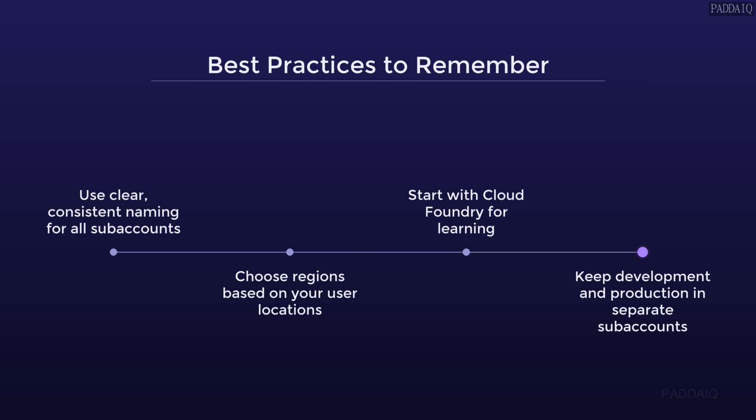Keep development and production in separate subaccounts. This means using isolated environments for building and testing versus live operations to prevent disruptions. For example, a developer testing a new feature won't accidentally affect the active customer-facing system. Always maintain this separation to ensure stability and security.